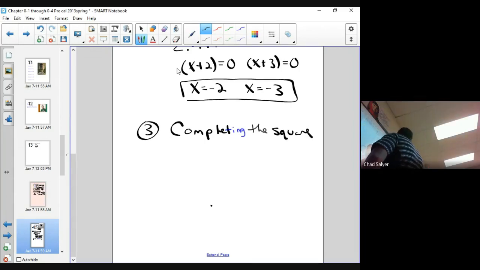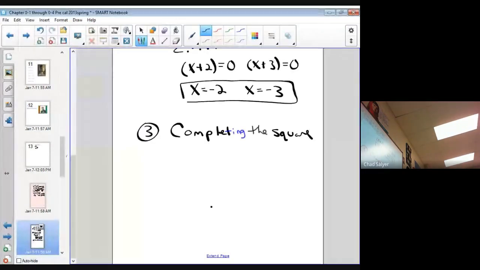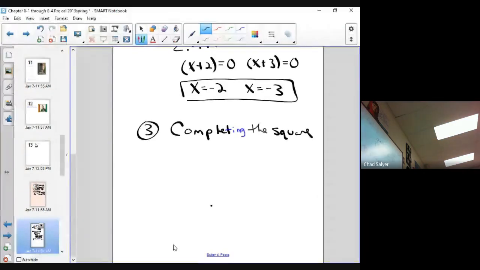There we go. So completing the square. Making sure this meeting is still going here, because it sounded like something crashed. Yeah, it's still going. Okay.